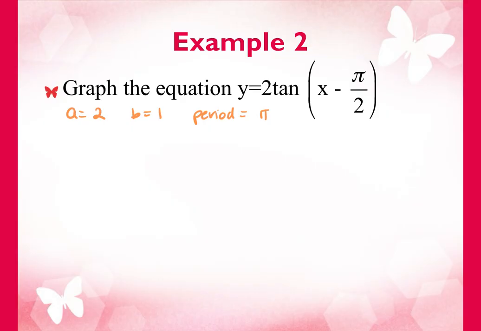Now there is a phase shift on this, but we don't worry about identifying the phase shift and adding it and all that stuff, because if we follow the steps that I just gave you, which is set this equal to negative pi over 2 and positive pi over 2, it will shift your curve already. You don't have to worry about shifting it later. So I'm going to take my x minus pi over 2, and set it equal to negative pi over 2, and then set it equal to positive pi over 2.